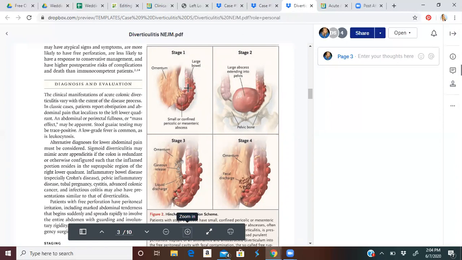In stage 1 diverticulitis, you see that the small abscess is confined to that pericolic or mesenteric space. But in stage 2, the abscess is expanded and it's now extending into the pelvis or intra-abdominal cavity. Then obviously in stage 3, you're seeing actual discharge, gaseous release and rupture, and in stage 4, you're seeing fecal discharge. So those are your most severe stages. Anything above stage 1 would need to go to the hospital for inpatient therapy.